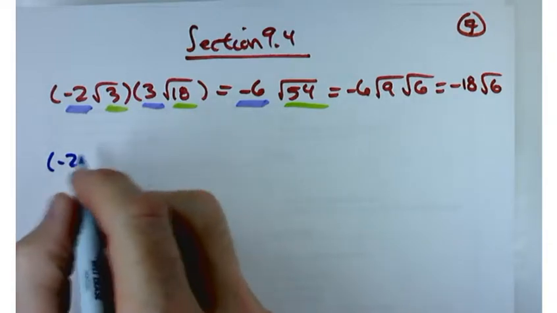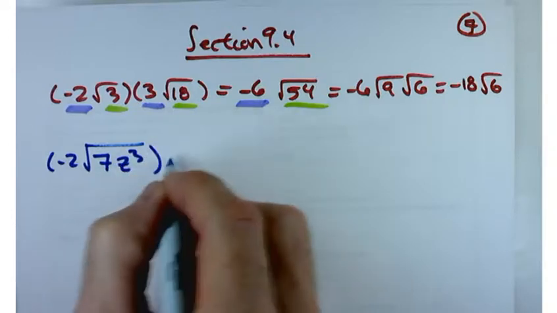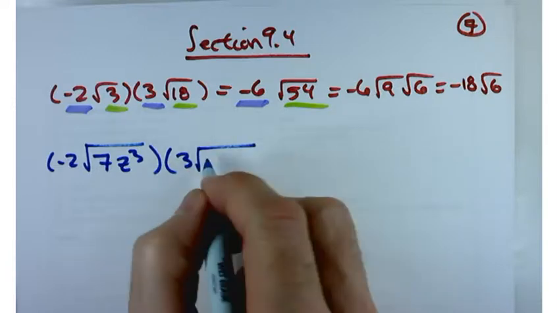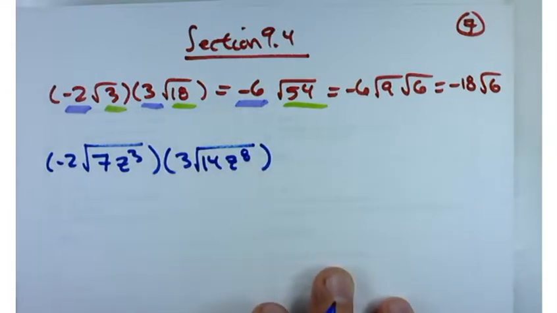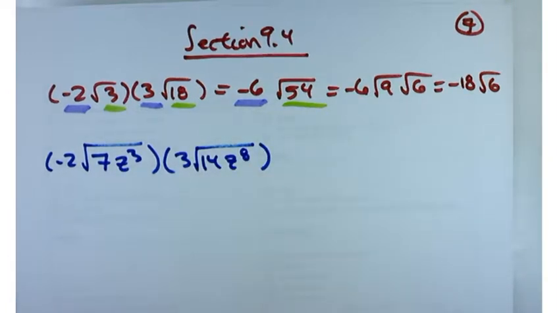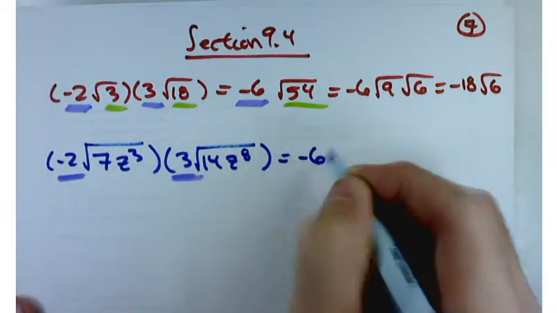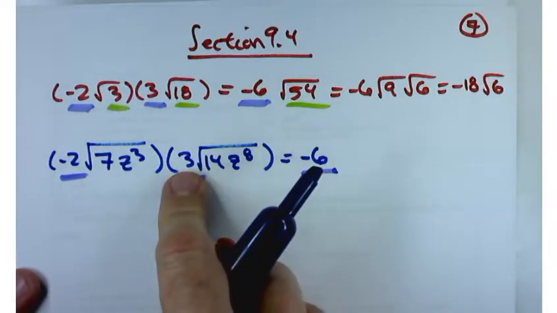Negative 2 times the square root of 7z cubed times 3 times the square root of 14z to the 8th. And again, you've got things outside and things inside. So let's start out with the stuff that's outside, which is, again, a negative 2 and a 3. Negative 6 here.